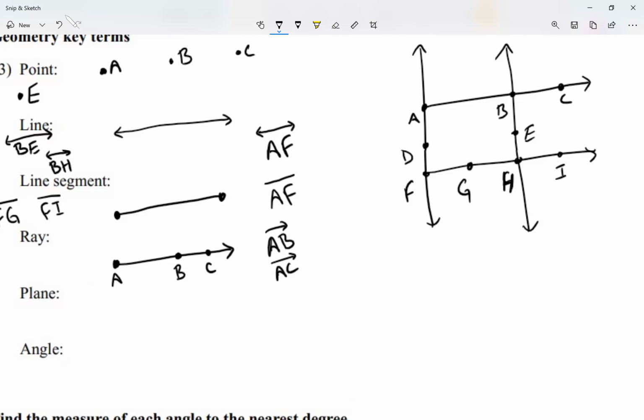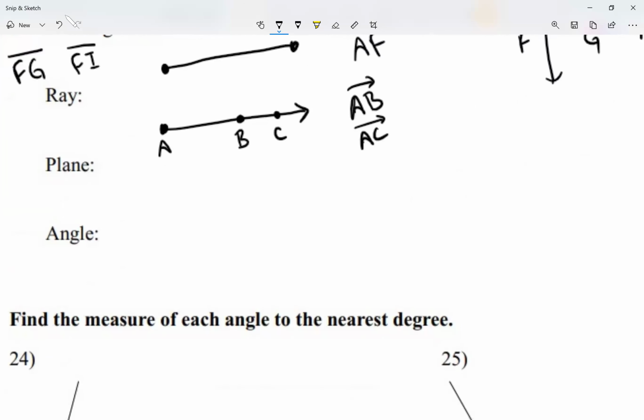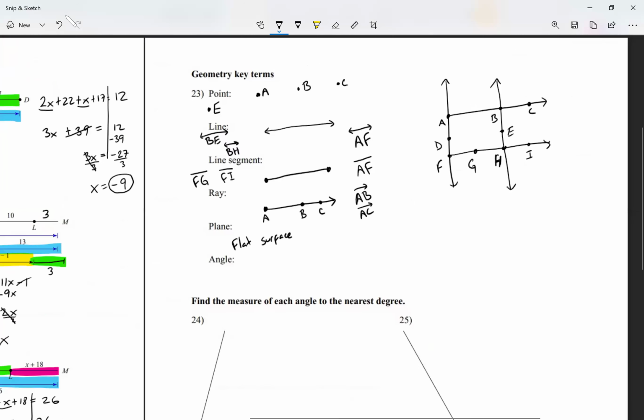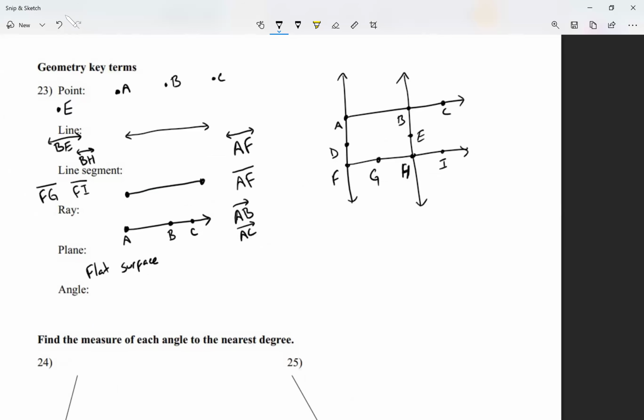Now plane, we're looking at plane, it's a flat surface. Remember when you guys were in Algebra 1 and there was an X and a Y axis when you started learning how to plot points, your teacher called that a coordinate plane because it was a flat surface. So plane is a flat surface. When I'm looking at here, my figure is on a flat surface.